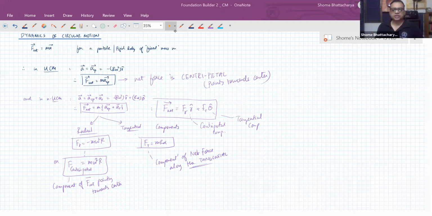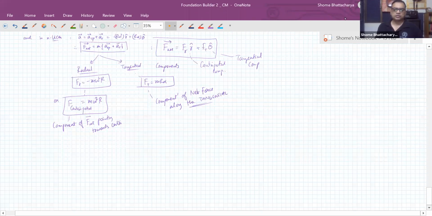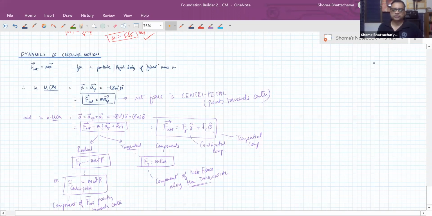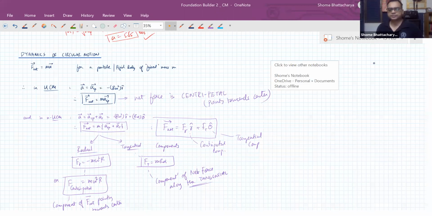Okay, so we will conclude today's session here, and next time we will pick up examples of application of the dynamics. You can take a look at the first 15 or so questions from H.C. Verma. Also, you can look at the solved examples and basic questions from your module on the circular motion chapter. Complete all questions related to kinematics of circular motion so that you're ready for the dynamics questions next time.